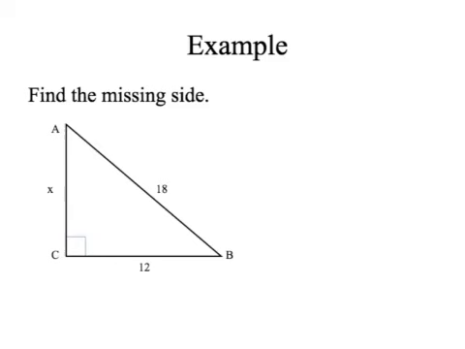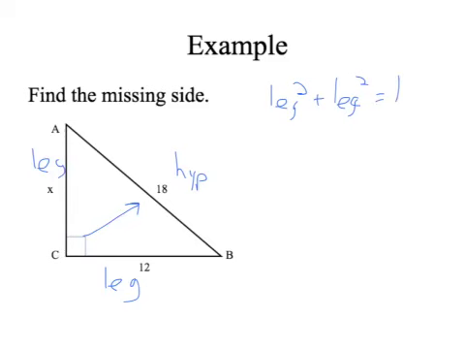For our second example here, let's go through and identify the parts of the triangle. So let's do the legs first. The legs make up the right angle. So therefore, this would be a leg. AC would be a leg, and BC would be a leg. The side opposite would be the hypotenuse. And our theorem is leg squared plus leg squared is equal to hypotenuse squared.